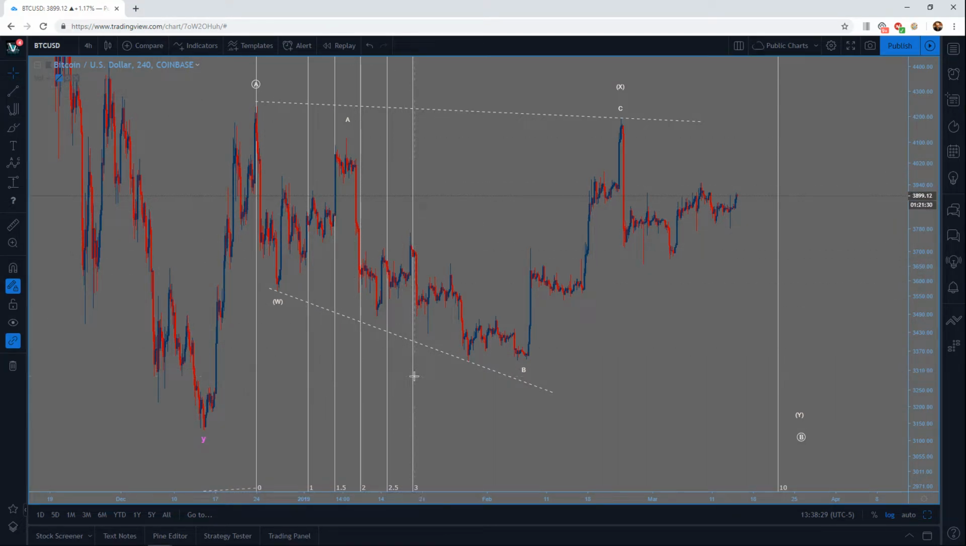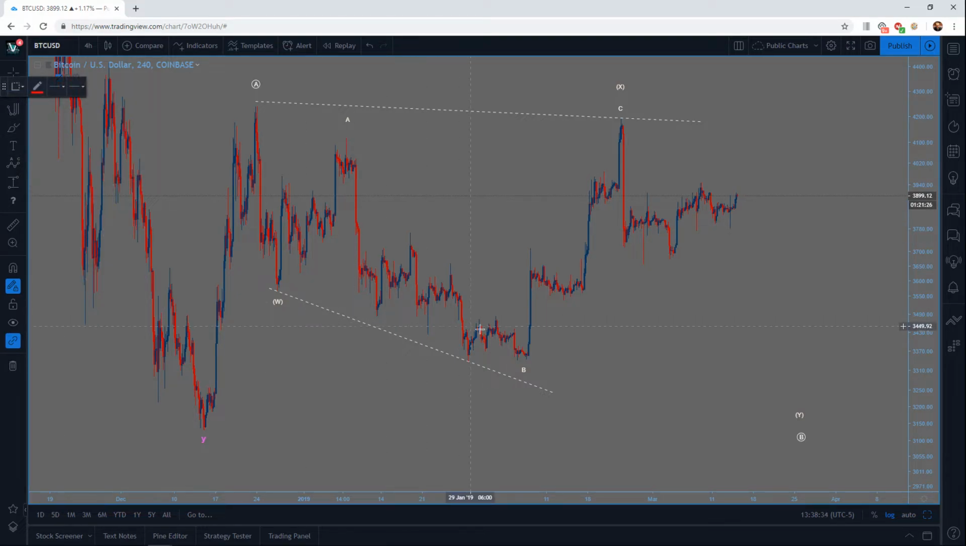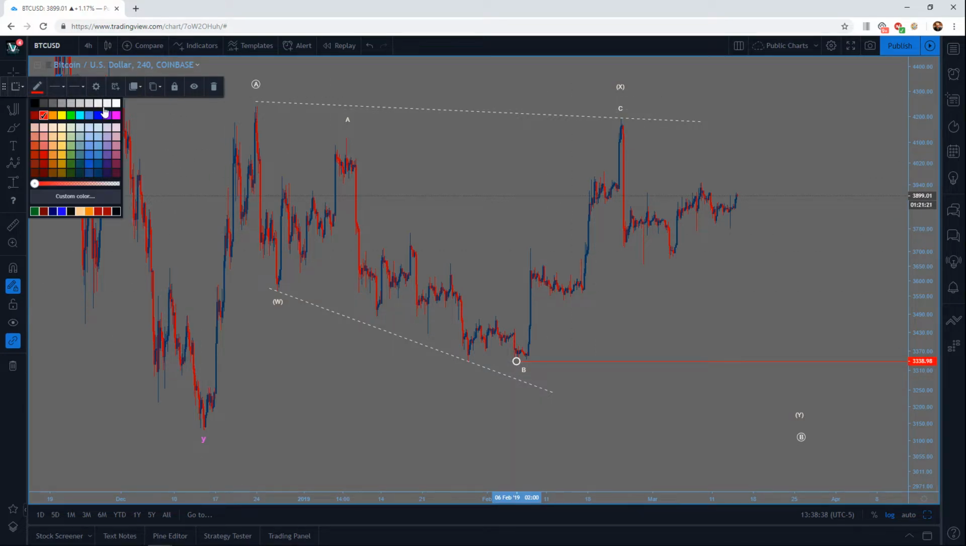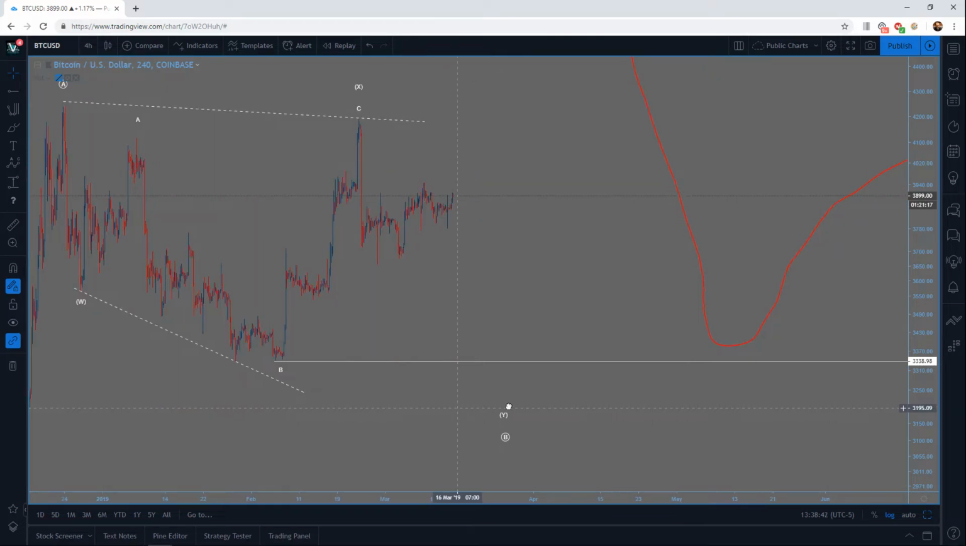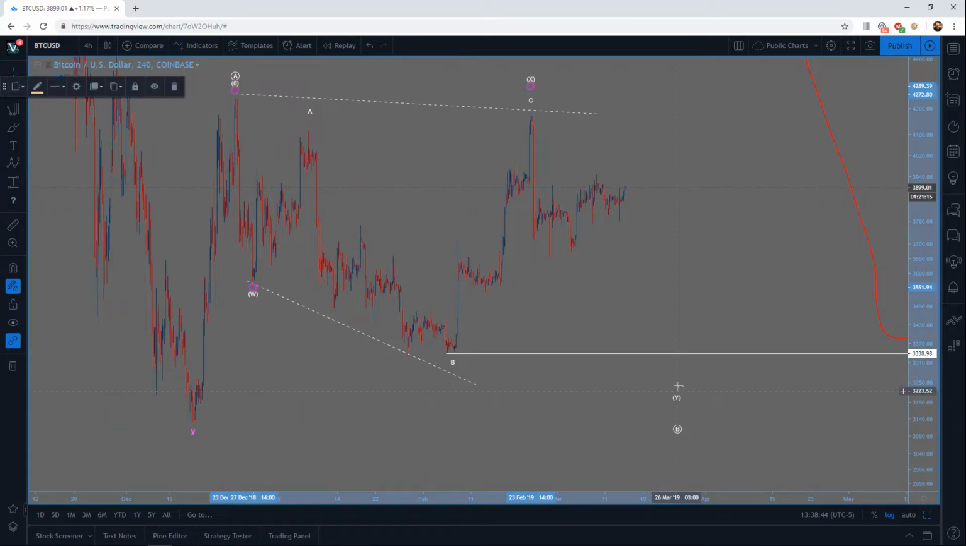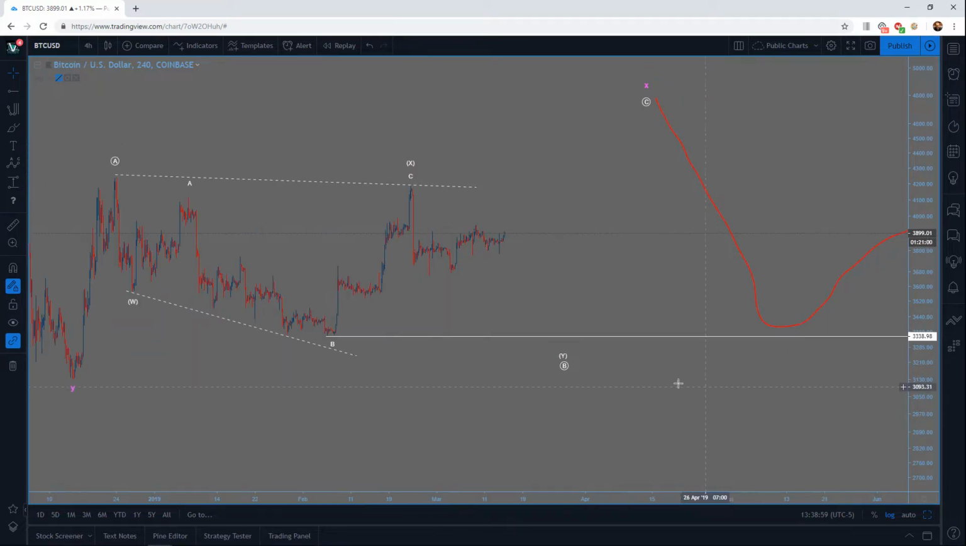Ideally, what I want to see is this low to be taken out, and from there we can move up again. So I have been calling for this low to be broken, and people are then going to split bearish, say we're going to make new lows, and then we instead move up.